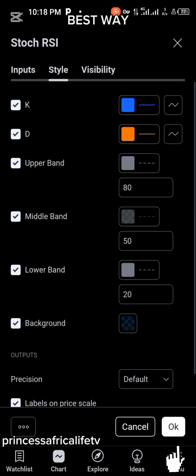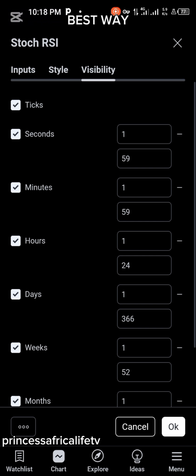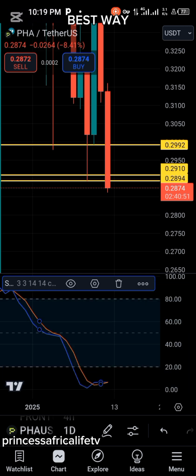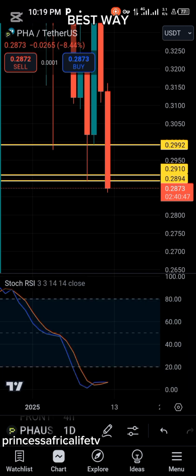All right. And then we go back to visibility. This visibility is a default format, so you can just leave it the way it is. All right, and say OK. And you are done with the settings of your stochastic RSI. So it can give you whatever you want. Tap on the screen and it goes off.